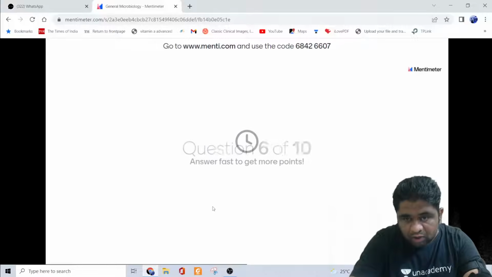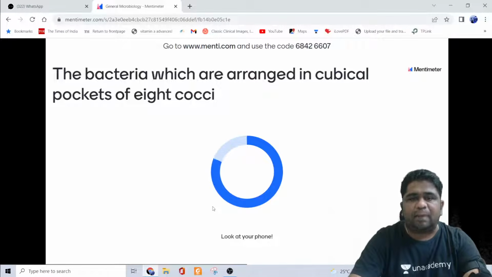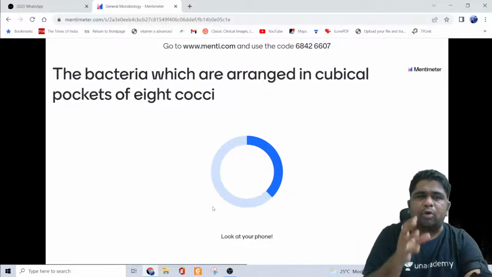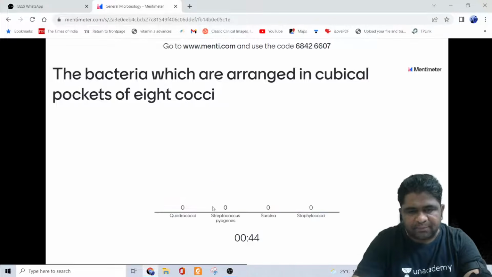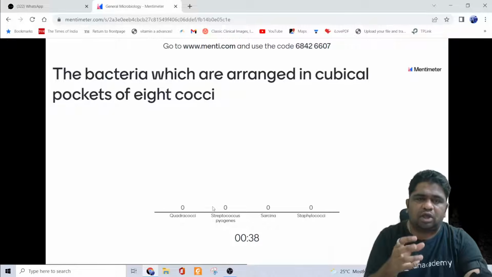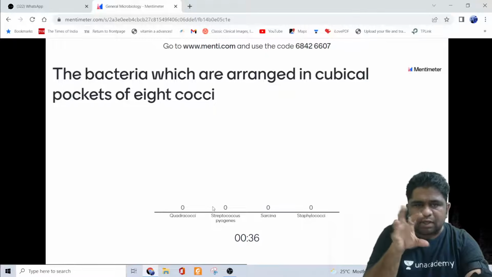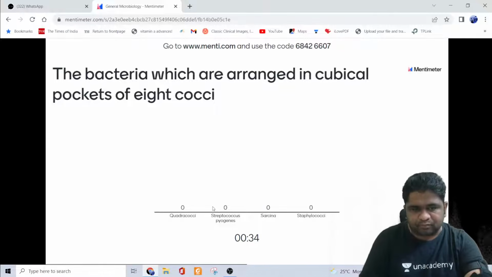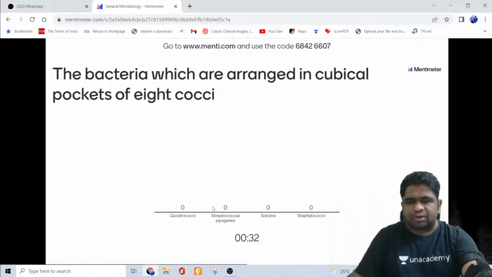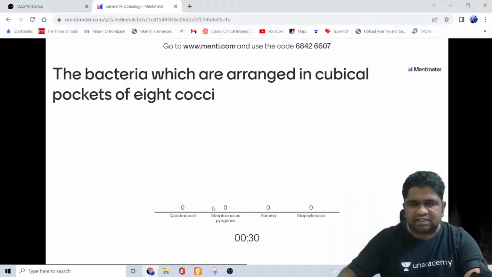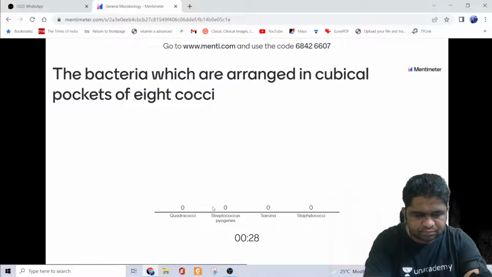Question 6 of 10. Please enter to start countdown. Answer fast to get more points. The bacteria which are arranged in cubical packets of 8 cocci, what are they? Just try this. Quadracocci, Streptococcus pyogenes, Sarcina, Staphylococci. Which cocci are arranged in cubical packets of 8 cocci? Is it Quadra? Is it Streptococcus pyogenes? Is it Sarcina? Is it Staphylococci? Which one?